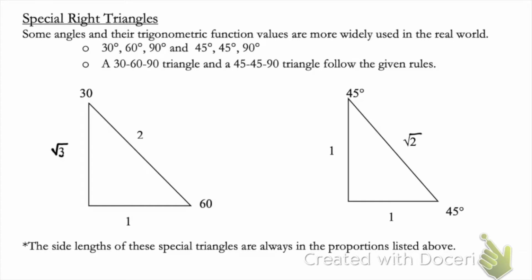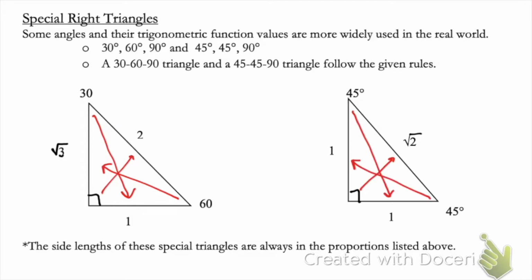memorized. So first of all, with our 30, 60, 90 triangle, we can look at the side lengths proportional to each other. So across from our 30 angle is always going to be 1 unit. Then across from our 60-degree angle is always going to be square root 3. And across from the right angle will be 2. Likewise, with our 45, 45, 90 triangle, we've got 1s across from our 45-degree angles, and then square root 2 across from our right angle.